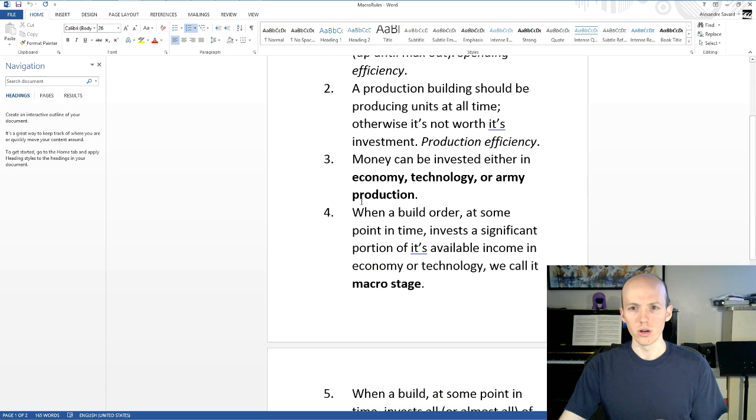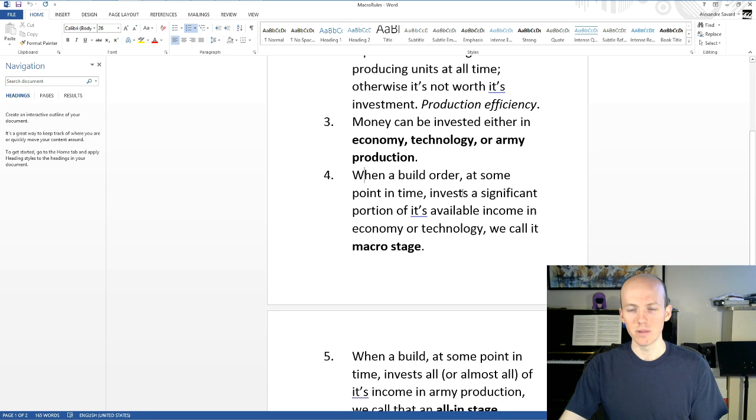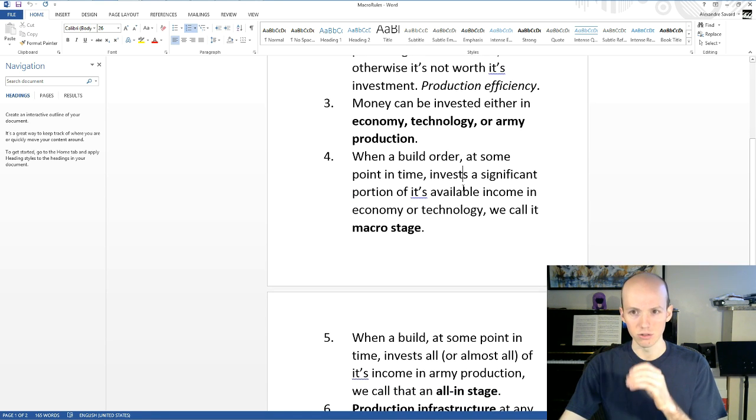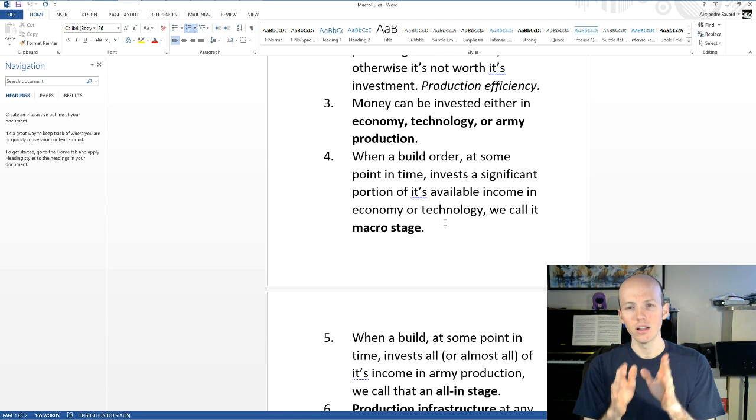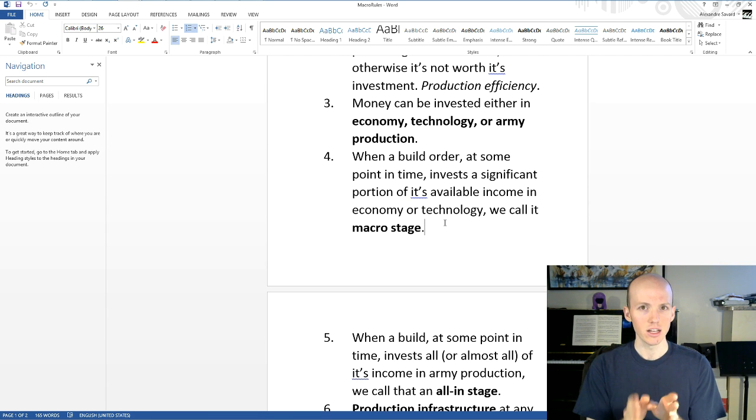So, moving forward. When a build order at some point in time invests a significant portion of its available income in economy or technology, we're going to call it a macro stage. That's the way I label it. I'm going to label a phase in a build where you invest a lot of money in economy or technology. That's expansions, production buildings, technology buildings like eBays, armories, forge, or whatever. So that's all economy and technology spendings. And if you invest a lot in economy and technology spendings, you're in a macro stage of a build.